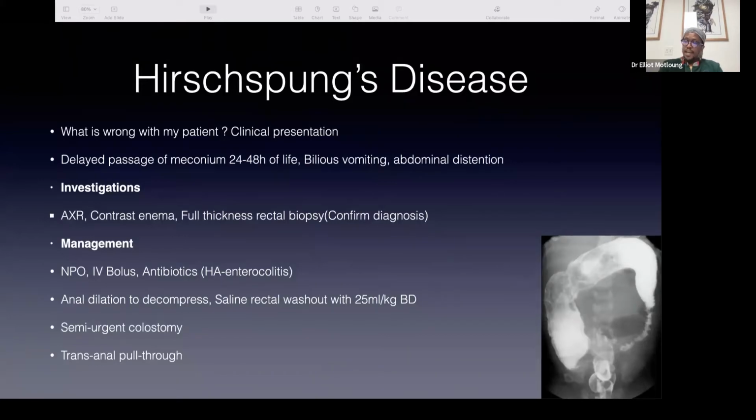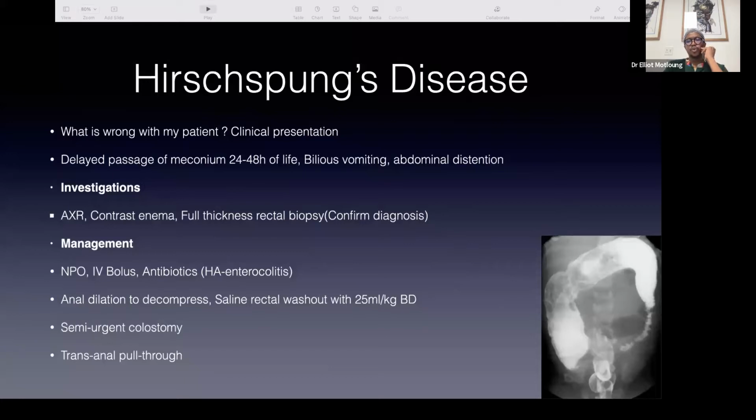But for a doctor at the peripheral hospital, at that point, we expect the patient to be NPO, to receive IV fluid bolus, to be started on antibiotics, especially if we are thinking about Hirschsprung-associated enterocolitis. You can do anal dilatation to decompress, as I've explained, and do saline rectal washouts with 25 mL per kilogram BD. And this is what we do for most of these patients before surgery. So doing anal rectal decompression and rectal washouts until we work them up and we do a stoma. As we say, the stoma is a semi-urgent procedure for all of them, unless the patients have enterocolitis and other things.